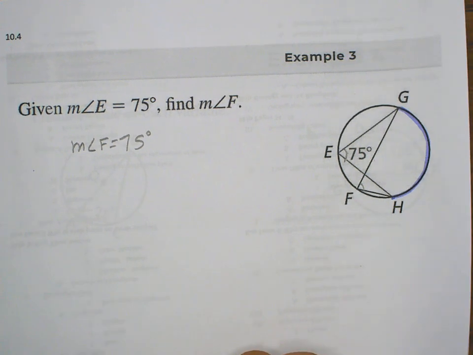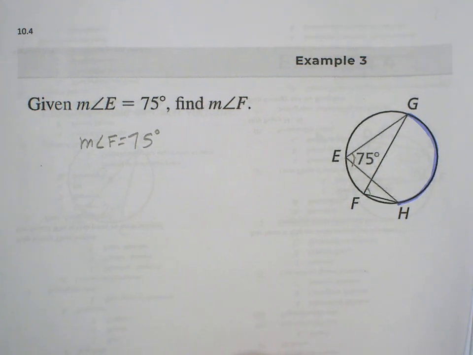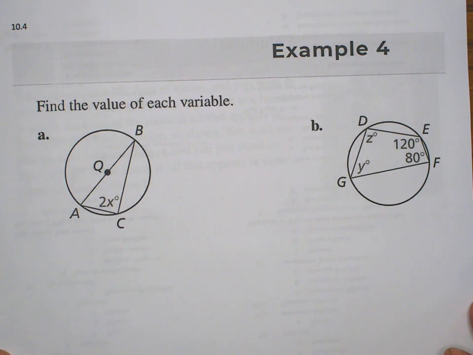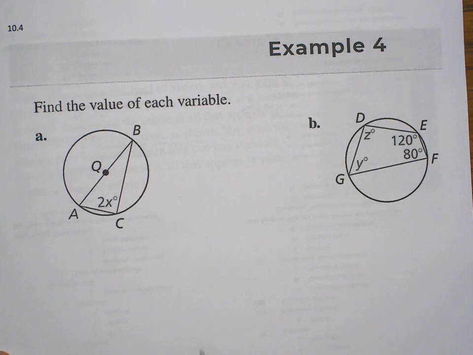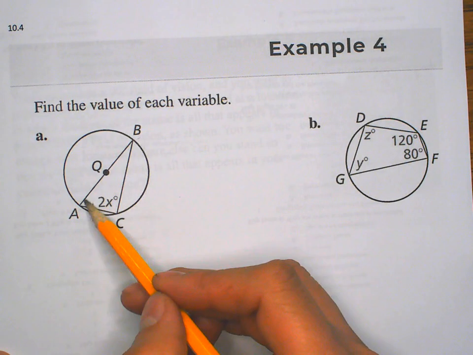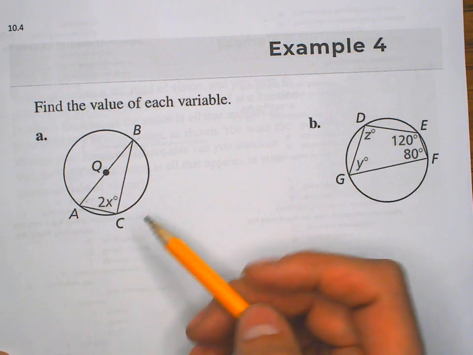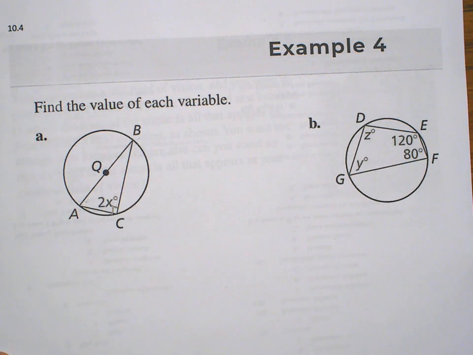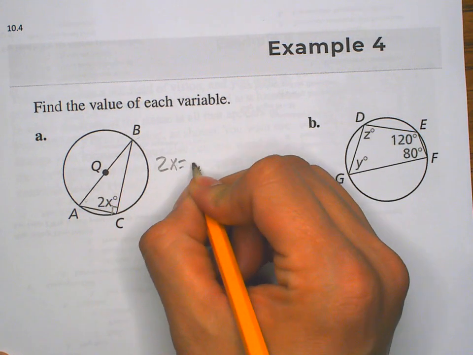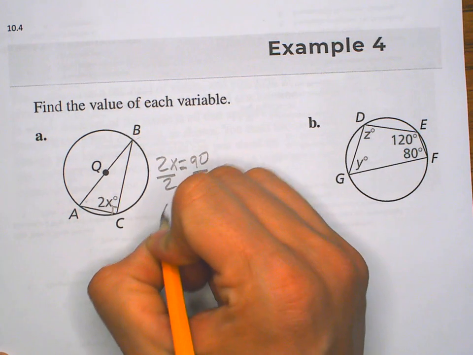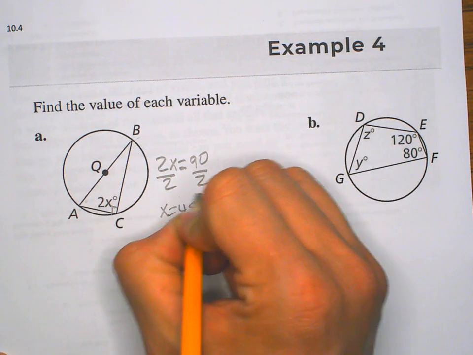All right, let's take a look at example number 4. It says find each of the variables. Now, one thing that we did learn is that if you have an inscribed triangle where one of the sides is the diameter, then this triangle here is going to be a right triangle. So we know that right there is going to be a right angle, and 2x would have to equal 90 degrees, making the value of x to be 45 degrees.